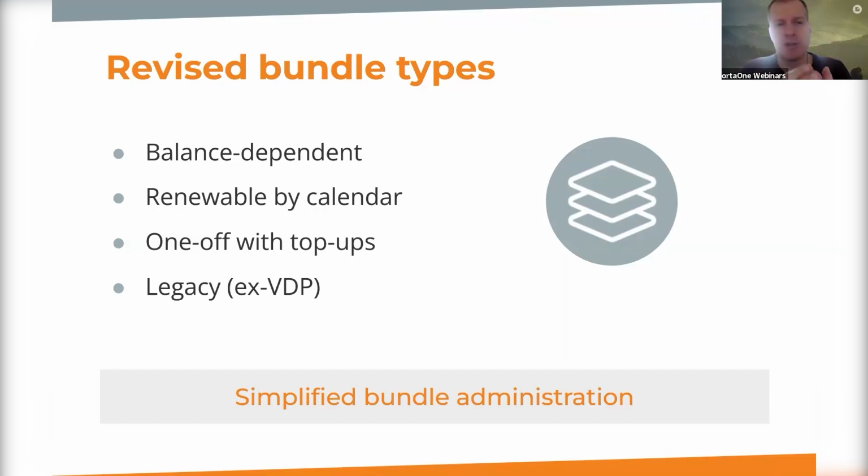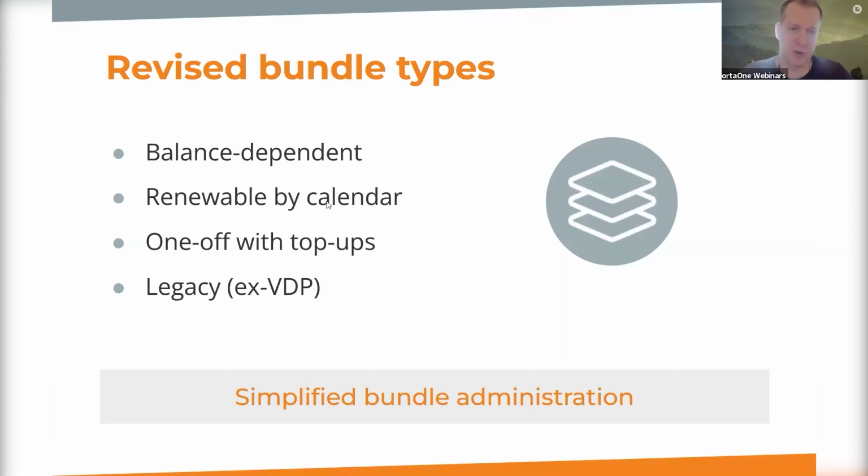So we also introduced prepaid bundles, which are typically used for mobile subscribers, where you have a bundle active for a certain number of days. It comes with a specific price, a renewal price or activation price. And as long as the customer or the account has sufficient balance, the bundle can be renewed automatically. So that's what is now called a balance-dependent type of the bundle. The legacy type is the old volume discount plans with a mixture of different items.